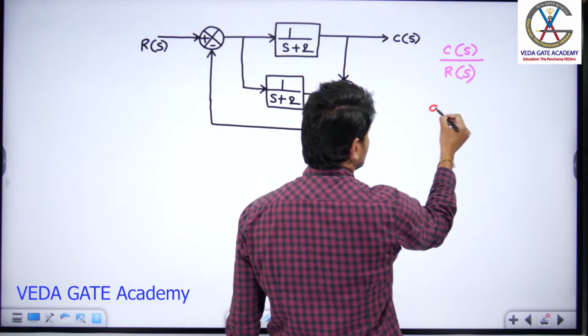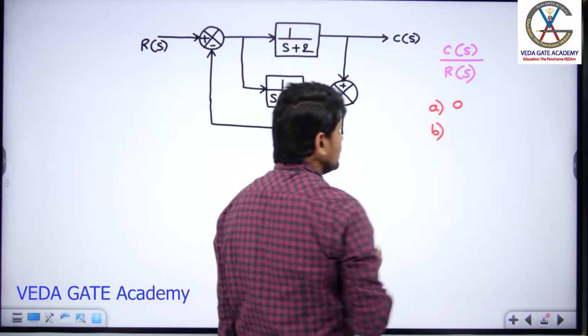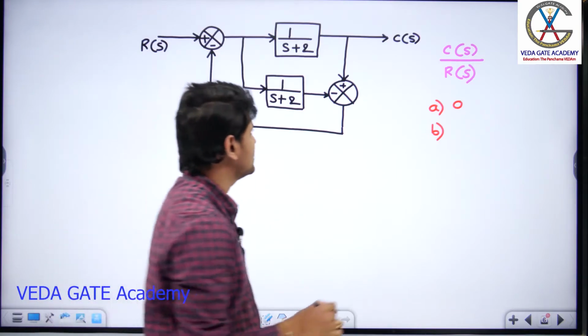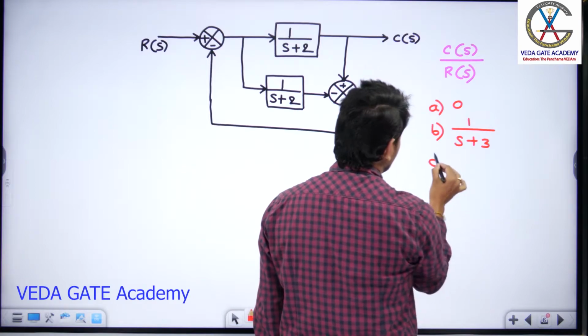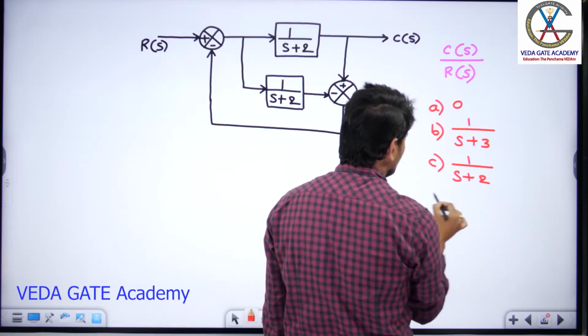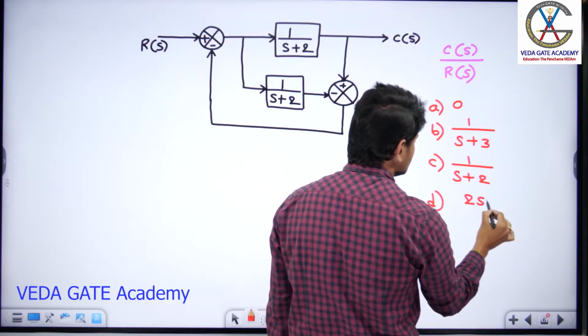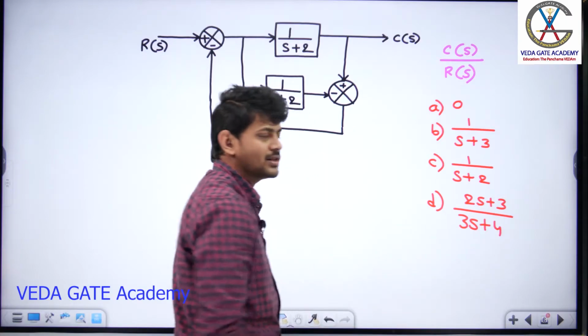They have given option A equal to 0. First option they have given as 0. And the second option is 1 by S plus 2. Sorry, 1 by S plus 3 they have given. And the third option is 1 by S plus 2. And the fourth option is 2S plus 3 divided by 3S plus 4. These are the 4 options they have given.